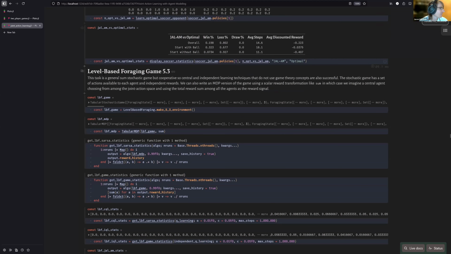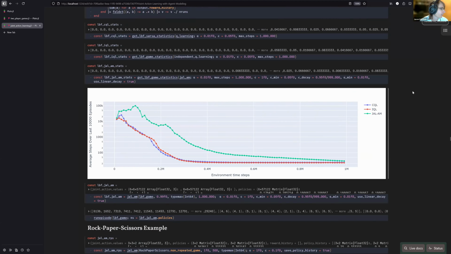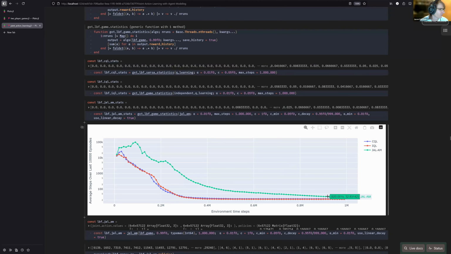And then you can also use it on this level-based foraging game, which is sort of the grid world example I used. These are learning curves that the book has, comparing different techniques. They claim the joint action learning method learns pretty well for this. But again, there are a lot of hyperparameters to these techniques that affect how well it does. So, I'm not sure exactly.